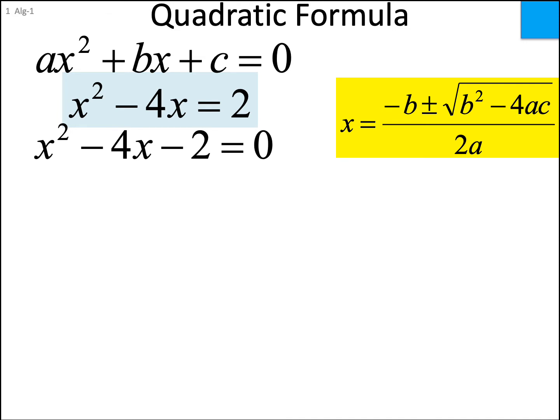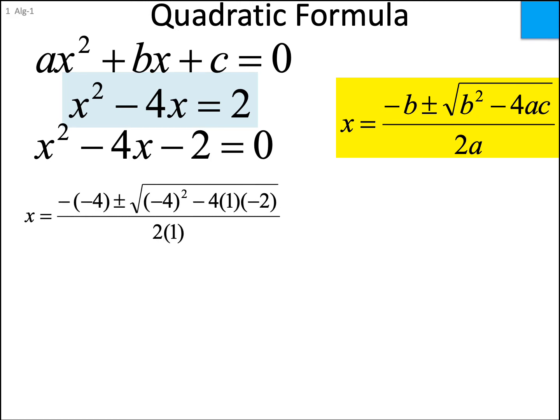Okay, so once you determine what a, b, and c is in this equation, let's see, a is 1, that's the coefficient of x squared, b is negative 4, that's the coefficient of x, and the constant is negative 2. We take those values carefully, methodically, we plug those numbers into the quadratic formula, that thing there in yellow. Oh boy, it's a lot of math, but all it is is basic math. We follow order of operations.